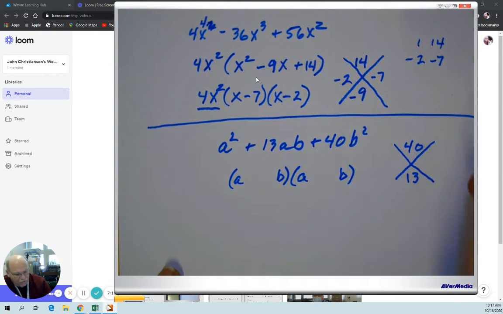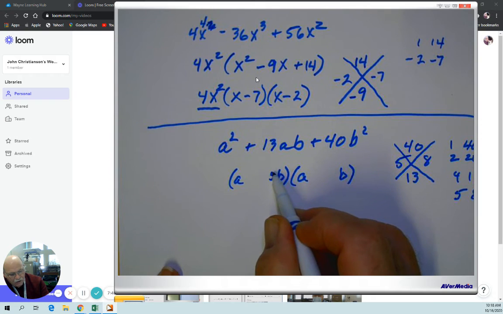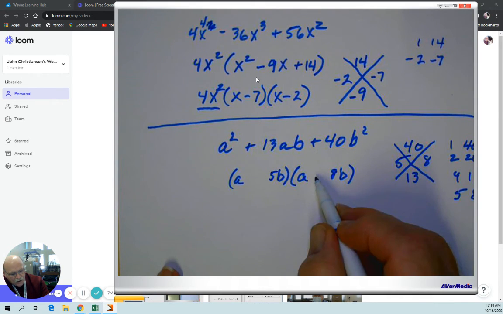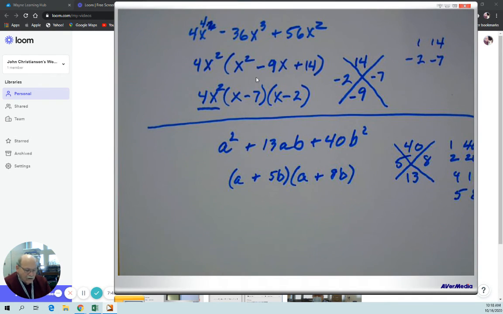Well, so list the factors of 40. 1 and 40, that doesn't work. 2 and 20, that doesn't. 3 doesn't work. 4 and 10, that doesn't. How about 5 and 8? 5 plus 8 is 13. So 5 and 8. Here we'll put our 5. Here we'll put our 8. And it's plus, plus. So there we have it. That is factored: a plus 5b times a plus 8b.